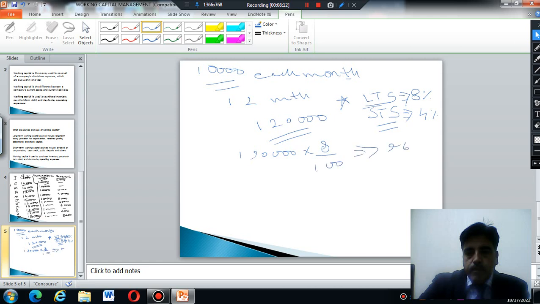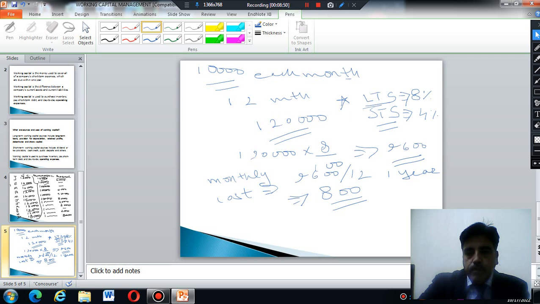That means 9,600, okay. 9,600 will be taken as a part of the total cost in a year, in 1 year. Then their monthly cost, we will just look here, the monthly cost will be how much? 9,600 divided by 12, which will be 800 rupees, okay. 800 rupees.